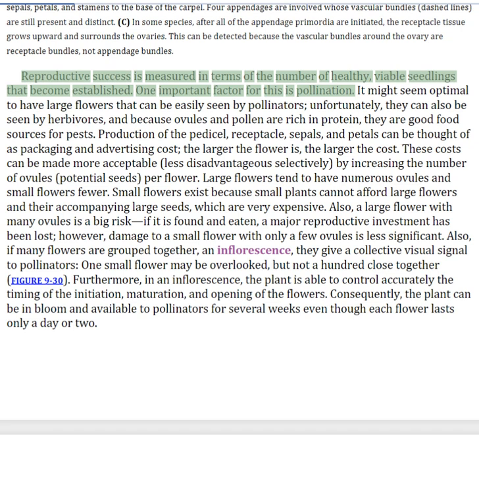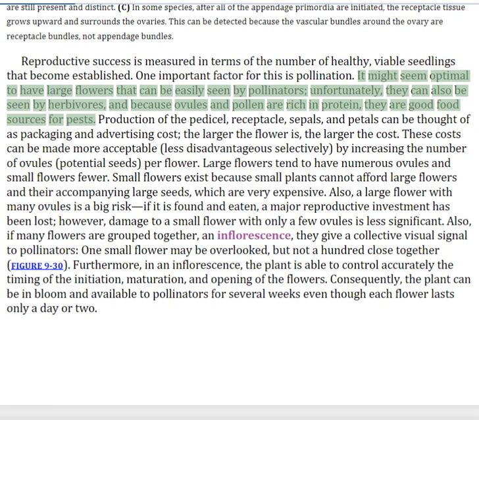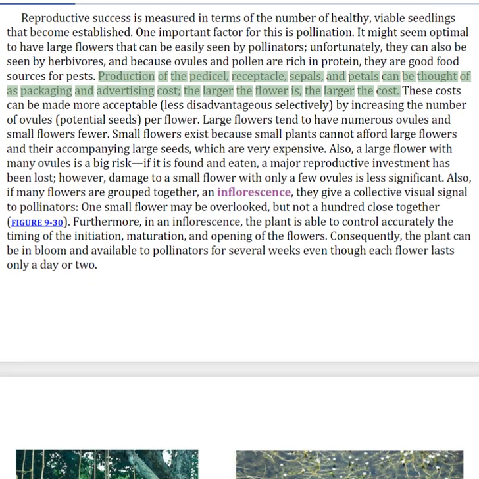Reproductive success is measured in terms of the number of healthy, viable seedlings that become established. One important factor for this is pollination. It might seem optimal to have large flowers that can be easily seen by pollinators. Unfortunately, they can also be seen by herbivores, and because ovules and pollen are rich in protein, they are good food sources for pests. Production of the pedicel, receptacle, sepals, and petals can be thought of as packaging and advertising cost. The larger the flower is, the larger the cost.